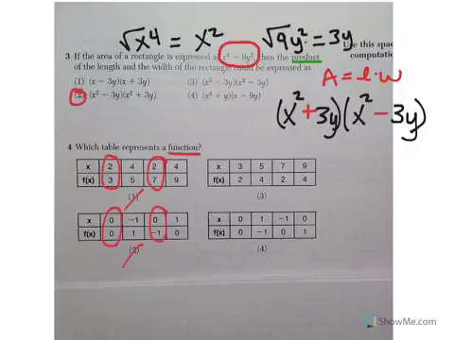So we have 3, 5, 7, 9. Those are all different x values. And even though we have repeating y values, it does not matter. All we care about when we're talking about functions is our x, our domain. The domain values cannot repeat.